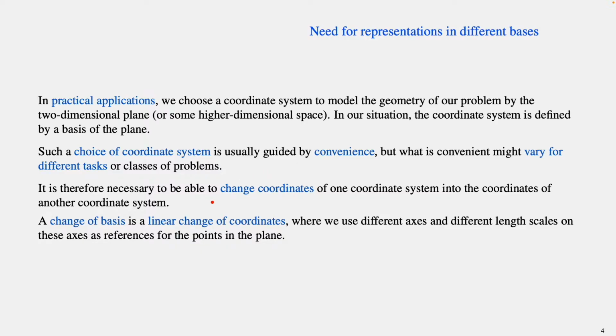And because of this, we must be able to somehow compute a change of coordinates from one coordinate system into the other. And as I said before, change of basis is a linear change of coordinates. So we use a linear transformation to change from one coordinate system to the other. And this amounts to using different axes and different length scales on these axes as reference points, or as reference for the points in the plane.